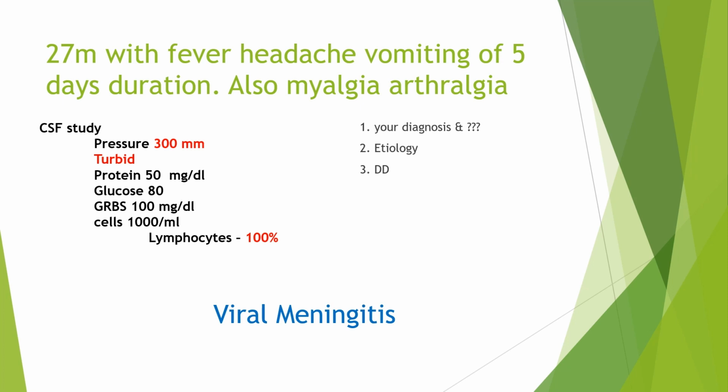So what is the next investigation of choice? We have to go for PCR and find out what is the possible organism producing this viral meningitis. We can have arbovirus infection, like West Nile fever and so on. And the differential diagnosis will include the early stage of tuberculosis meningitis, day 1, where also you may find CSF changes of this type.